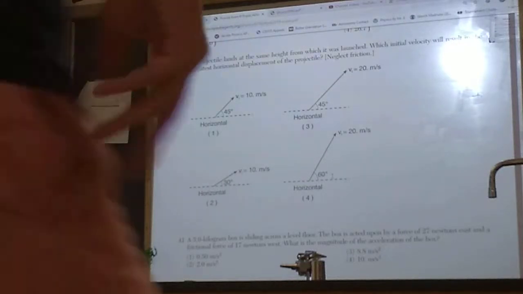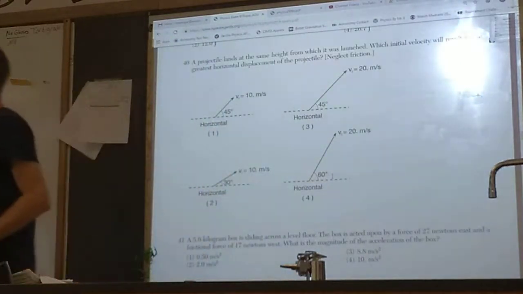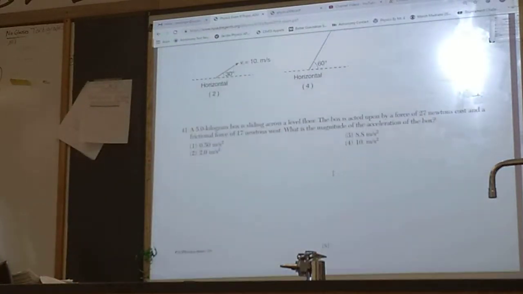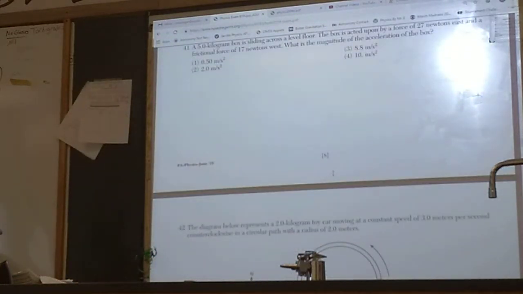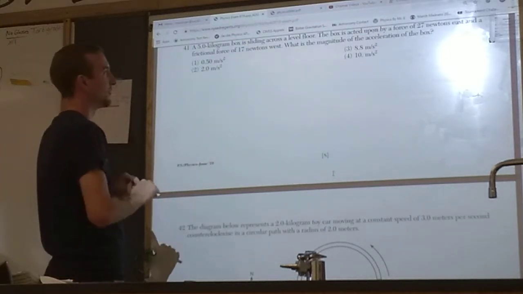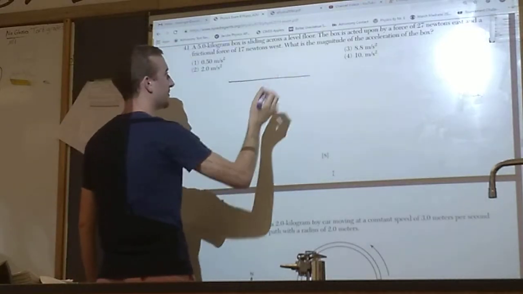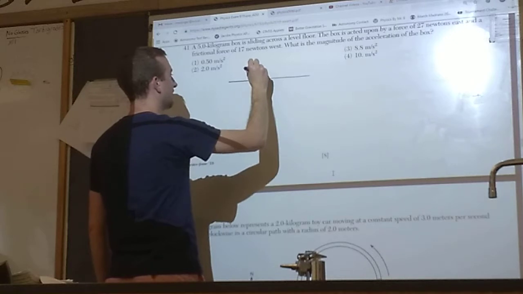Part 2 of B-1. I think I'll do 5 questions and then save the last 5 multiple choice questions for another video. So that puts us at number 41. A 5 kilogram box is sliding across a level floor. The box is acted upon by a force of 27 newtons east and a frictional force of 17 newtons west. What is the magnitude of the acceleration of the box?